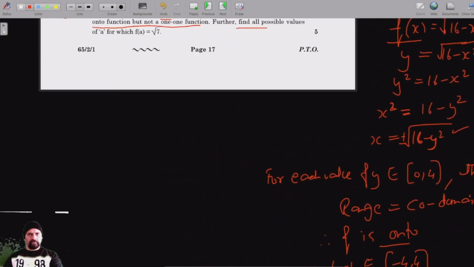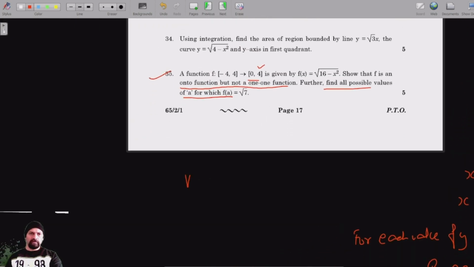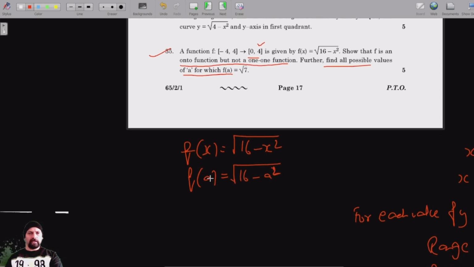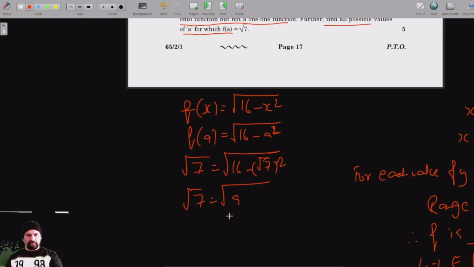Okay, now it's also asked to find all the possible values of a for which f of a is equal to root 7. So it's given that f of x is equal to under root 16 minus x squared. So f of a would give us under root 16 minus a squared, and now f of a is root 7. So root 7 is equal to under root 16 minus a squared.